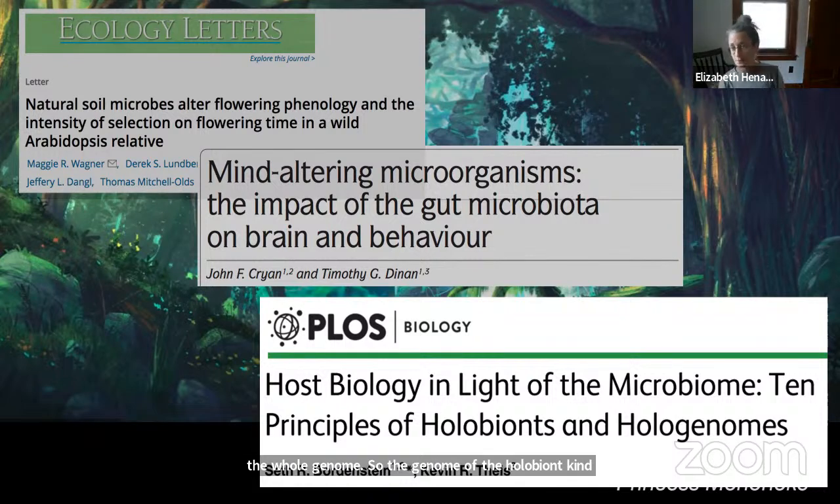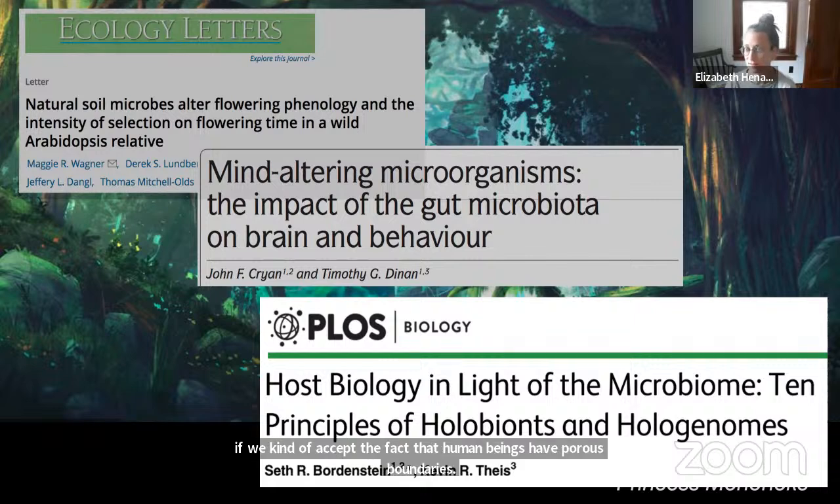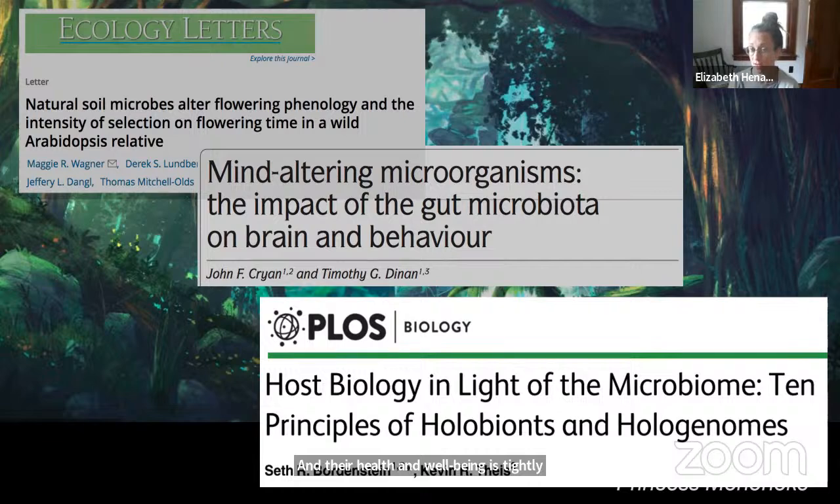And so this is meaningful for the design of urban spaces, because urban spaces are thought to be designed for humans. But if we accept the fact that human beings have porous boundaries, and their health and well-being is tightly linked with the types of microorganisms that they interact with, so more with their holobiont, we should be designing instead for the human holobiont and not just for the human being.